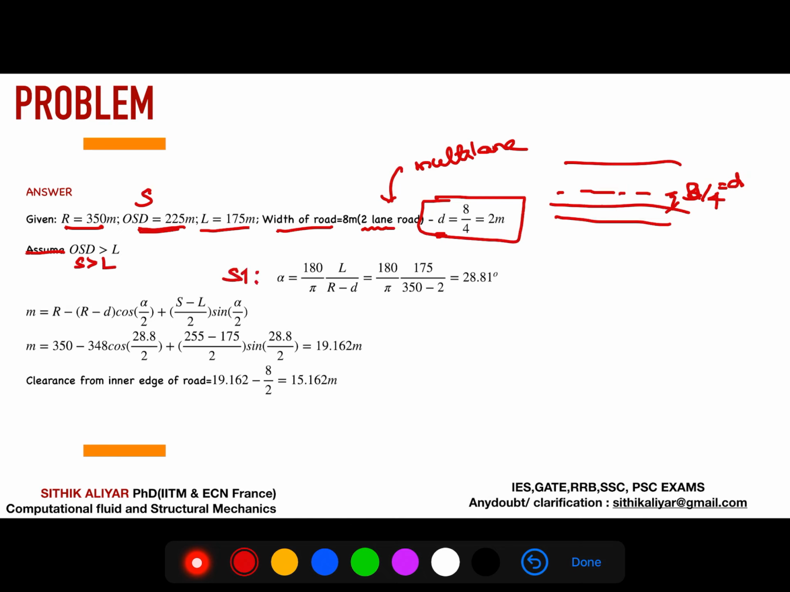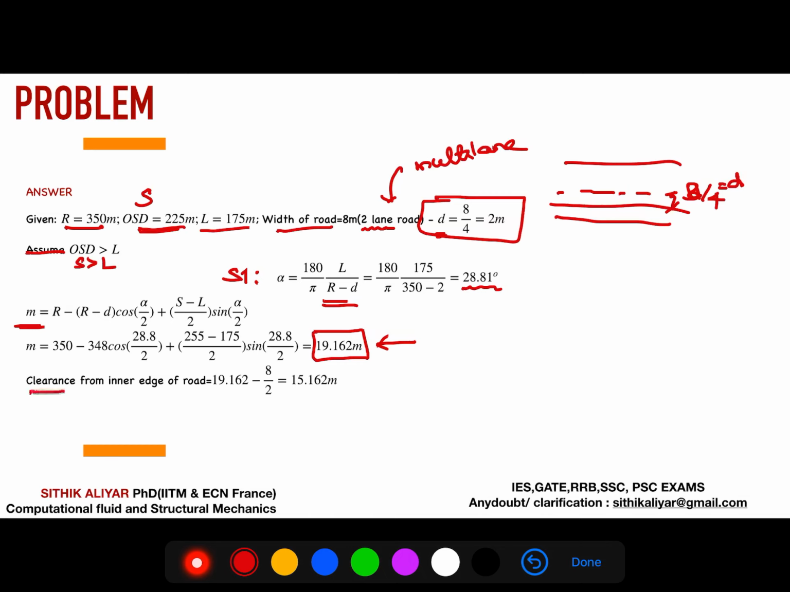So for a multi-lane road, the length of the curve is 180 by pi into L by R minus D. We know 175 divided by 350 minus 2, you can substitute and you will get 28 degrees. So you can take this formula, I hope you know this formula, right? For S greater than L, we know this formula: R minus D cos alpha by 2 plus S minus L by 2 sin alpha by 2. When you substitute everything, you will get the answer with respect to the center line of the road. That is your first question's answer.